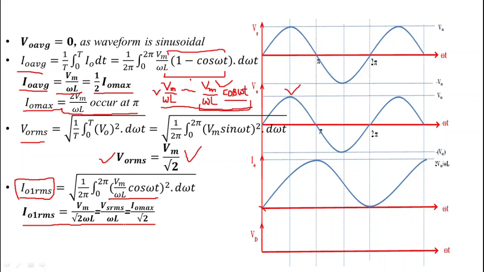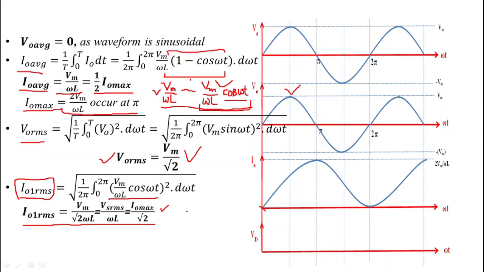Here also there is no need to integrate this because this is a cosine function, and we know that for a cosine function the RMS value is simply the maximum value by root 2, and here the maximum value is Vm by omega L. That's why we can simply write Vm by omega L by root 2. So this is very simple. If you know the basic concepts, then you can avoid the unnecessary integration.